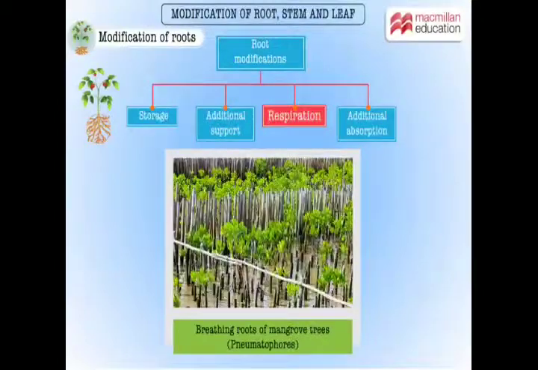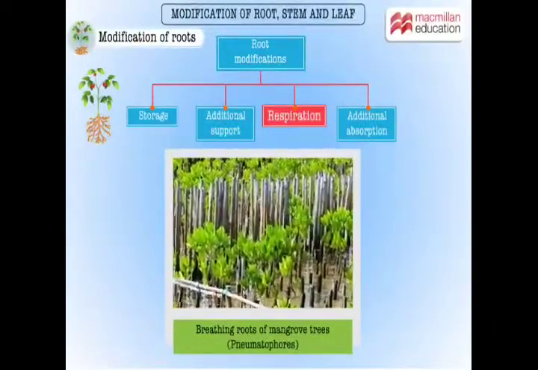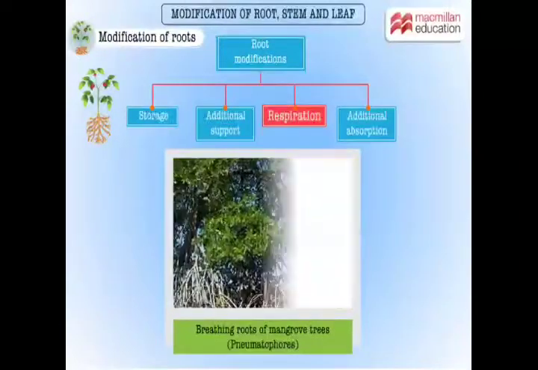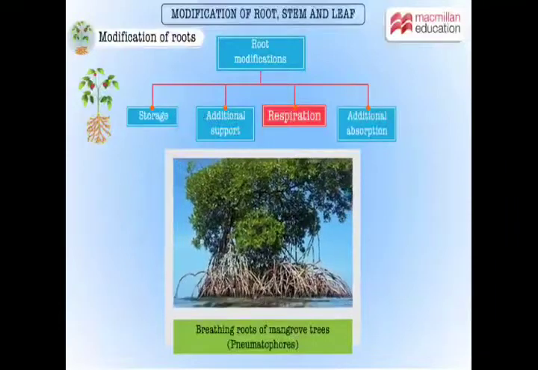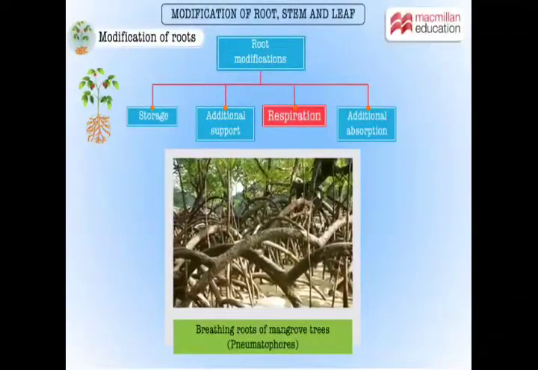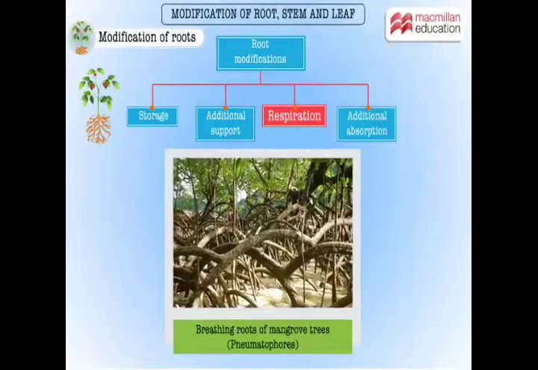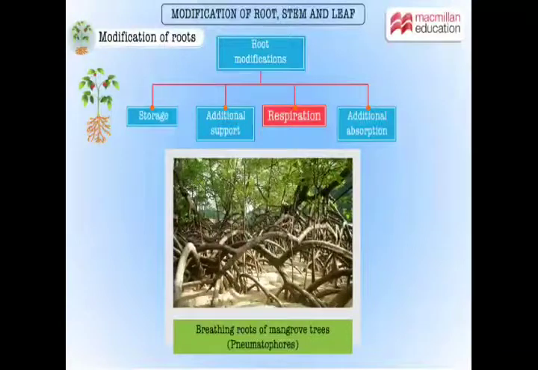The conical spikes that you see protruding out around these trees are the modified roots. These roots are found in marshy places where they cannot get enough oxygen from the soil. So these roots grow upward and help the tree to respire. These roots are called pneumatophores or breathing roots.